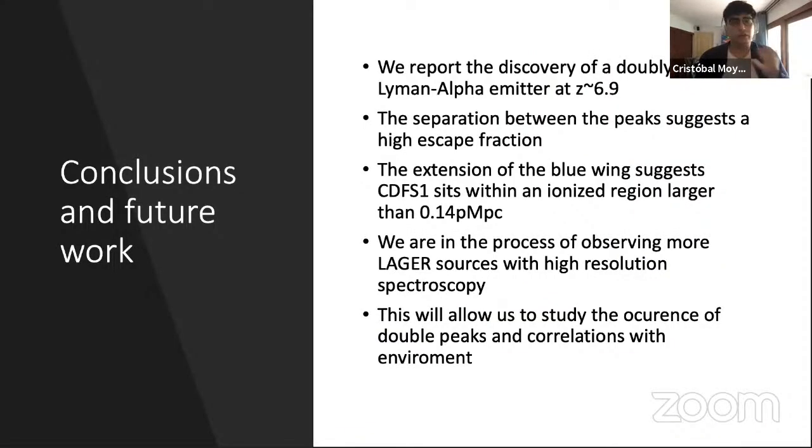So as a conclusion and future work, we report the discovery of this Lyman-Alpha profile with a double peak at a redshift of 6.9. The small separation between the peaks suggests a high escape fraction, and the extension of the blue wing gives us a minimum size for the ionized bubble of 0.14 megaparsec.